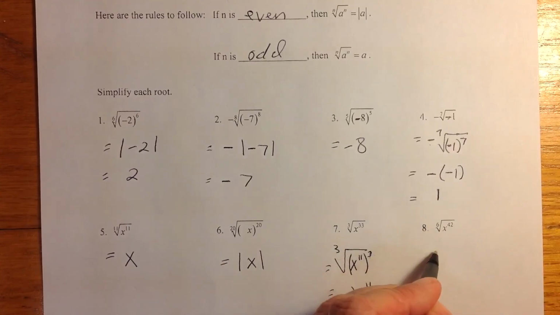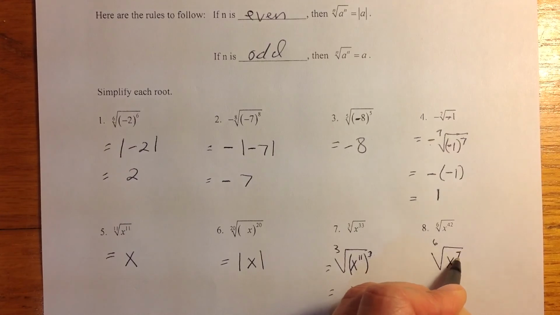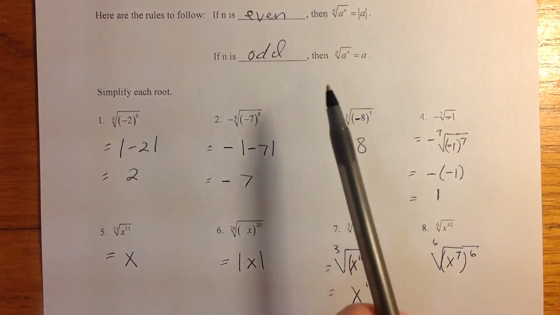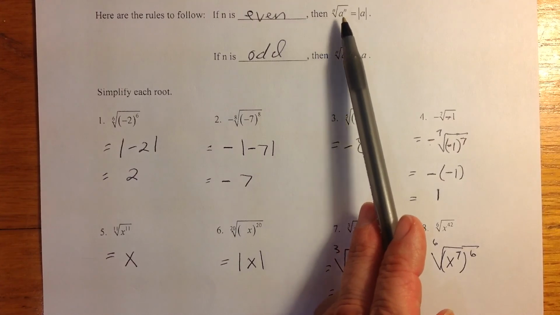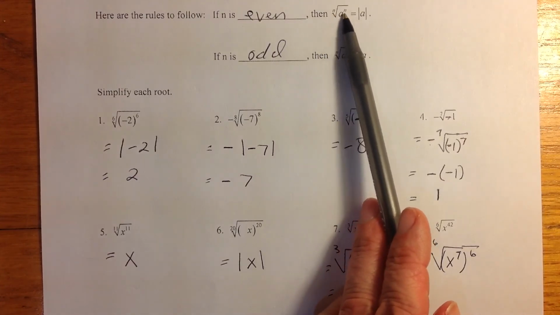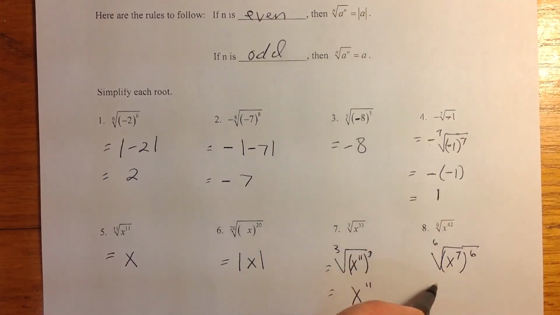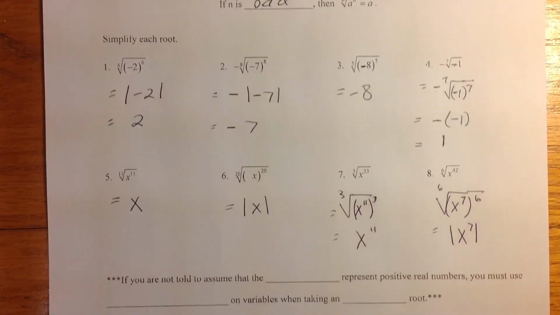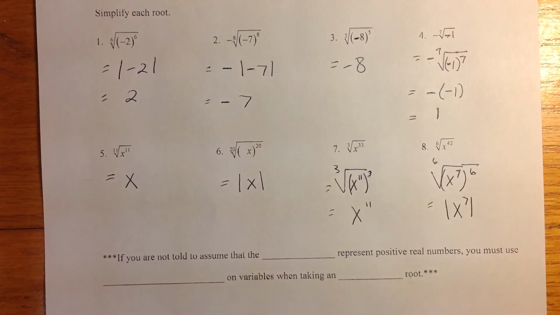So we could do the same thing here. We could say that this is x to the 7th to the 6th, because 7 times 6 is 42. Now this is an even power, so even power with matching even index. I have to use absolute value, so I get absolute value x to the 7th. And I don't know the variable, so that would be my final answer.